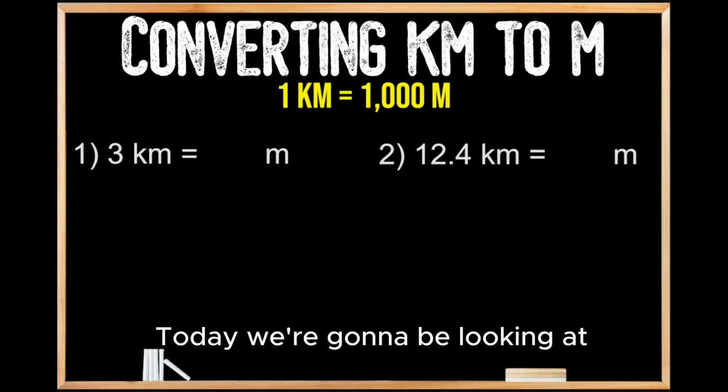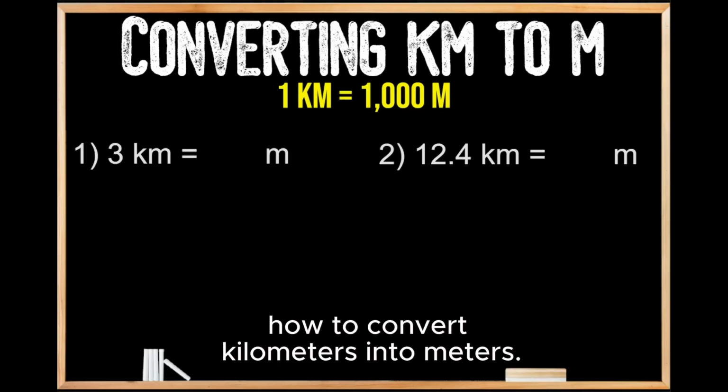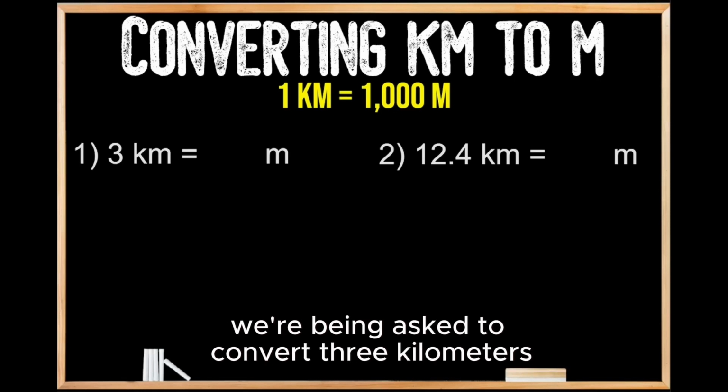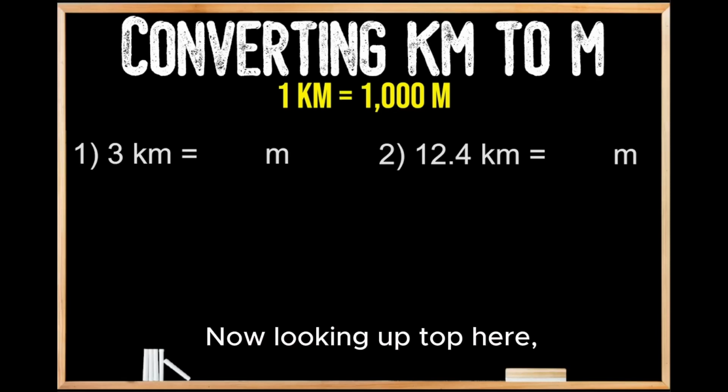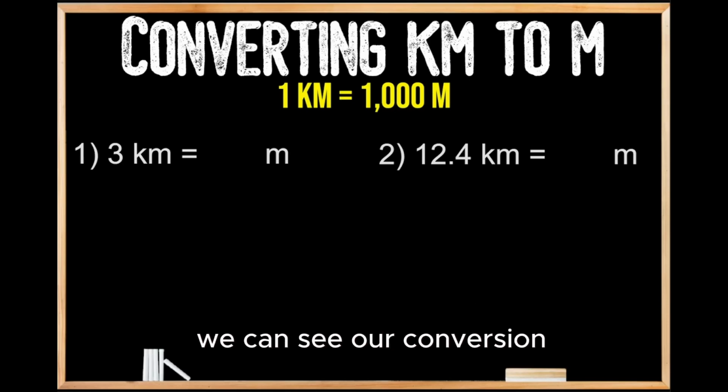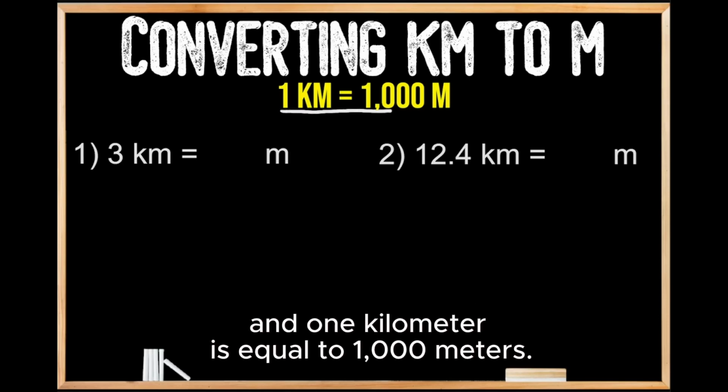Today we're going to be looking at how to convert kilometers into meters. For question number 1, we're being asked to convert 3 kilometers into meters. Now looking up top here, we can see our conversion, and 1 kilometer is equal to 1,000 meters.